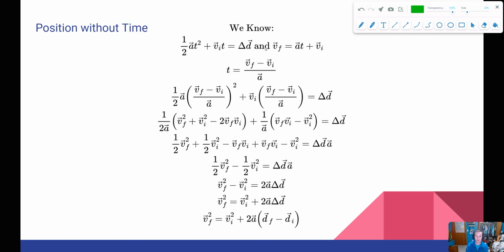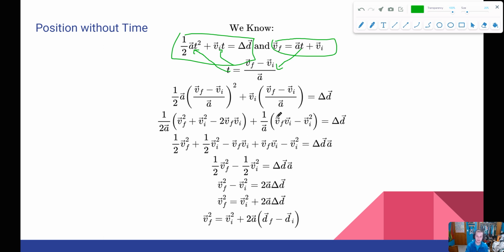So next we're going to do position without time. We have our good old equation right here. We also have our final velocity equation up here. This time we're solving for time. And then we can plug time back into this equation up here. So we get time from this equation, which we plug in over here. We have this right here. We plug them in, and then we end up simplifying a little bit here, right? We pull our accelerations out, we leave our velocities inside.